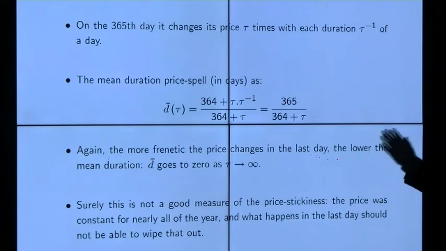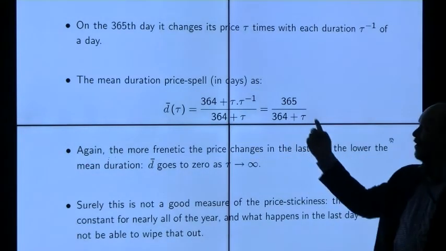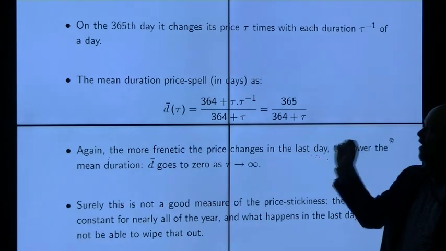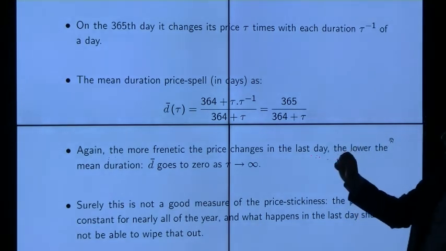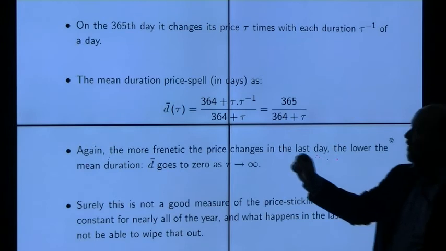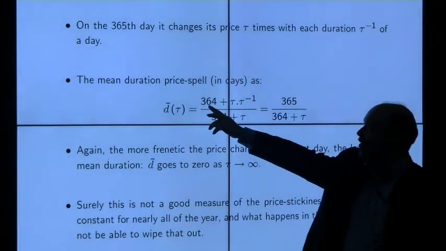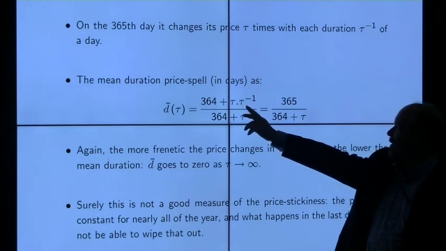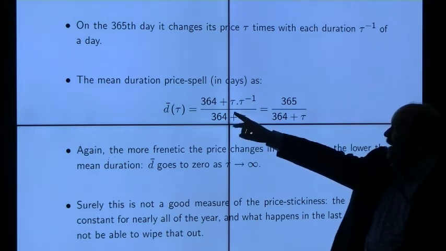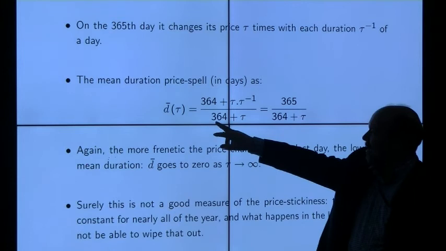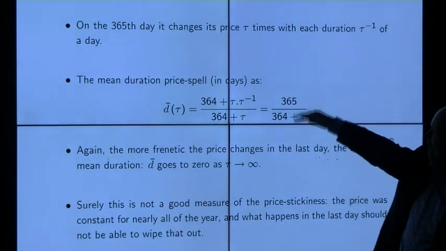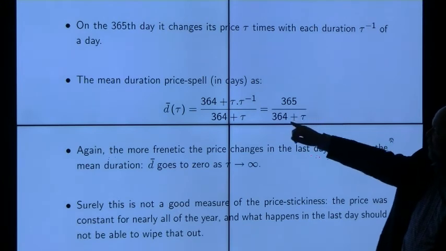But if we look at the duration of price spells, we get a very similar answer to what we had before. So the mean duration of the price spell in days, we've got one price spell which is 364, plus tau times tau over tau minus 1, divided by 364 plus tau.